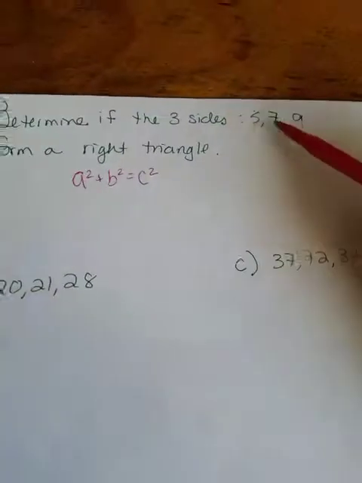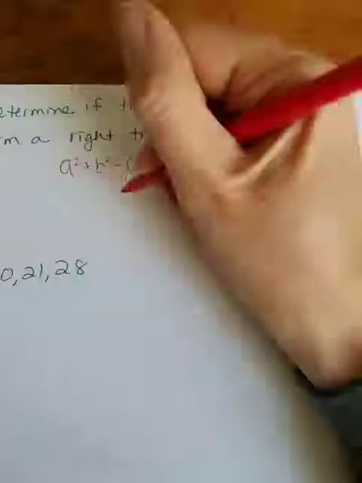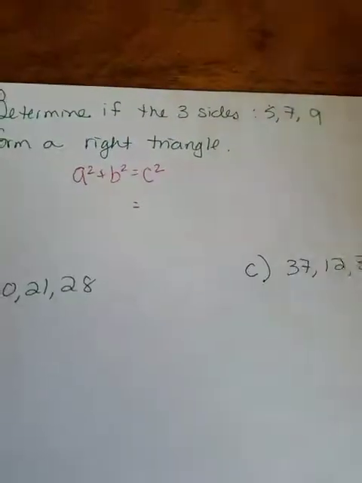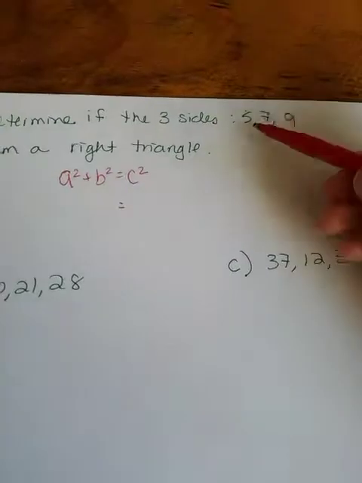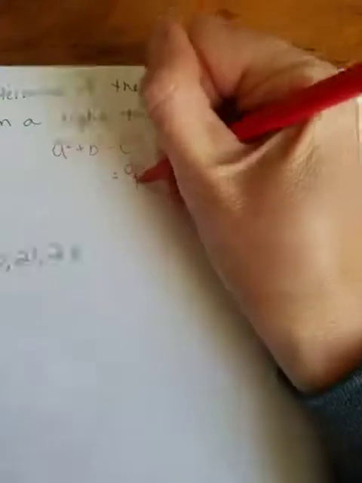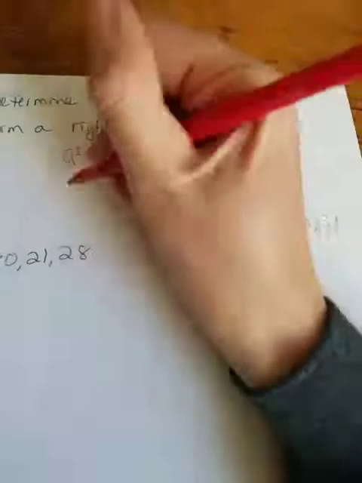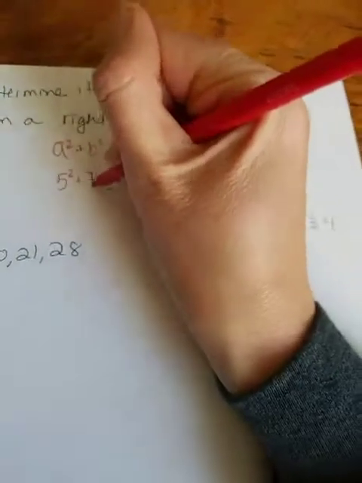So the question we usually get is, well, how do we know what goes in for A, B, and C? Well, what really matters here is the C, right? The hypotenuse C, that's the longest side. So out of your 3 numbers, what's the biggest number? 9. So 9's going in for C. And then again, it doesn't matter which one goes in for A and which one goes in for B because those are just your legs.